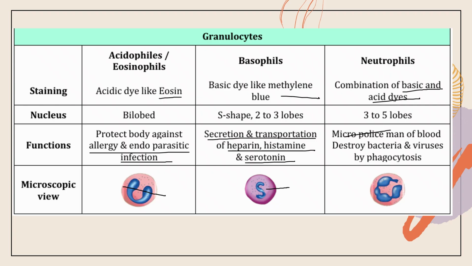Neutrophils are micropolicemen of blood. So neutrophils are also known as micropolicemen. They destroy bacteria and viruses by phagocytosis. So what is phagocytosis? Phagocytosis basically means cell eating. So these neutrophil cells, they eat the bacteria and virus and destroy them.